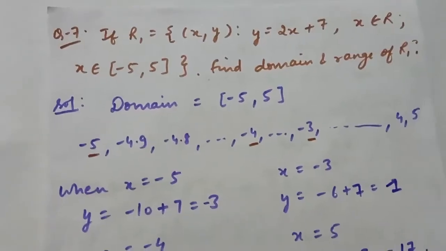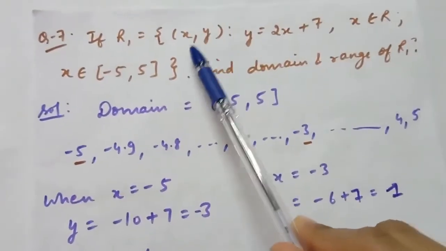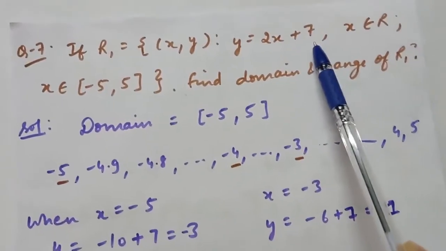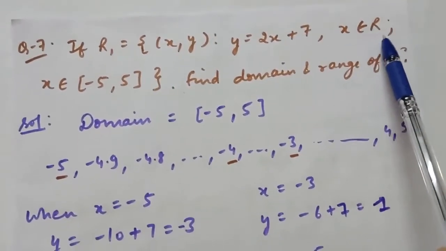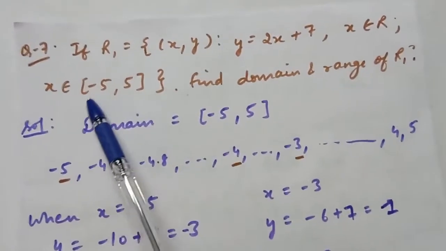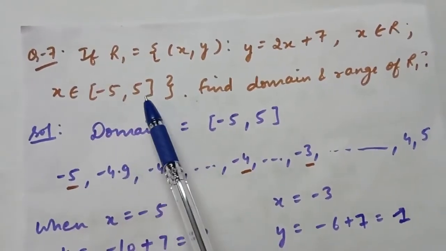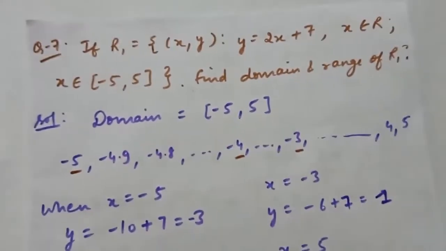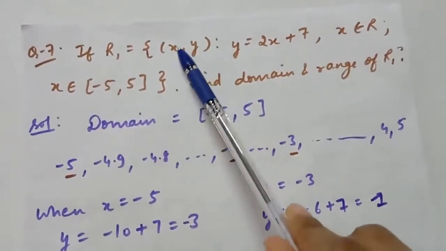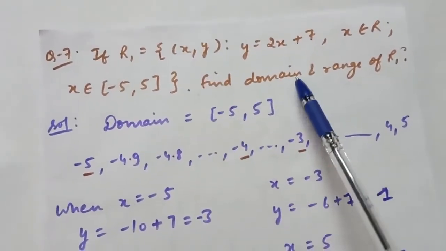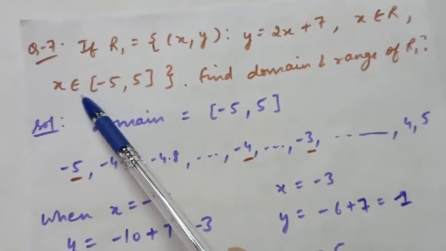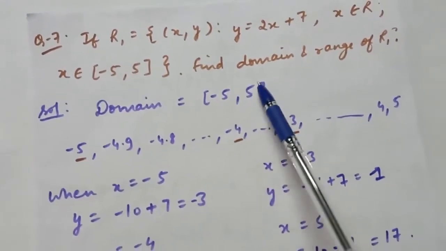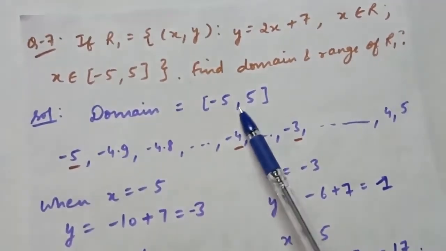Now question number 7th. R1 is given as ordered pairs (x, y) such that y is equal to 2x plus 7, x belongs to the set of real numbers. Also it is given that x belongs to the interval -5 to 5. Find domain and range of R1. The first element will be the domain, so x will be the domain of R1. It is already given that x lies in this interval. Therefore the domain is -5 to 5 with closed brackets on both sides.